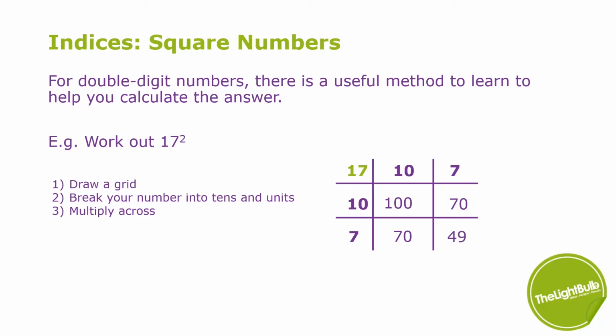What we now do is, with the 4 numbers we've just worked out, we add them all together, and that gives us the answer. So in this case, it's 100 plus 70 plus another 70 plus 49 comes to 289. And so the answer to the question 17 squared is 289.